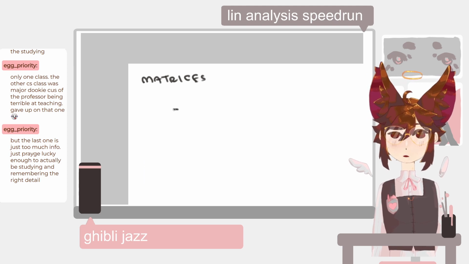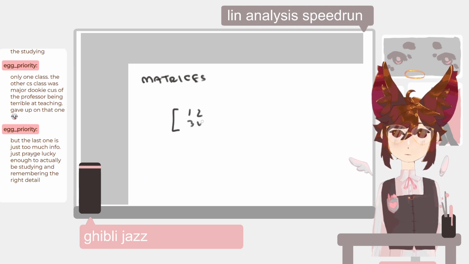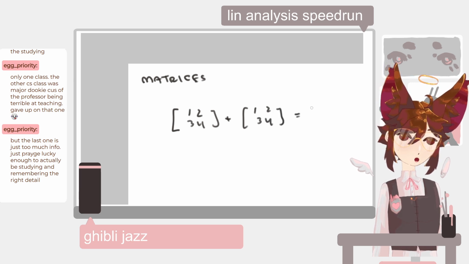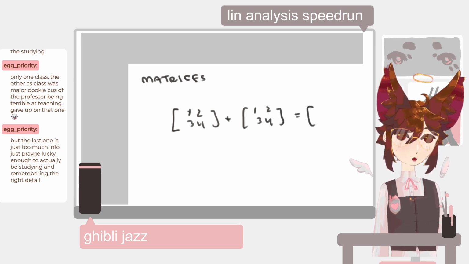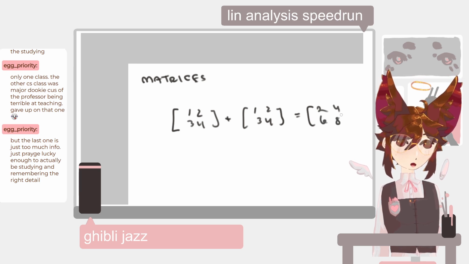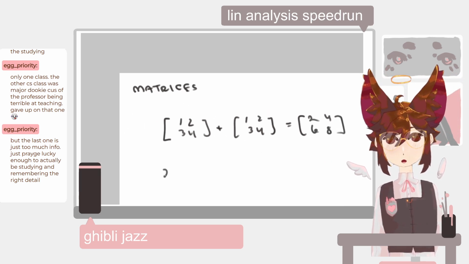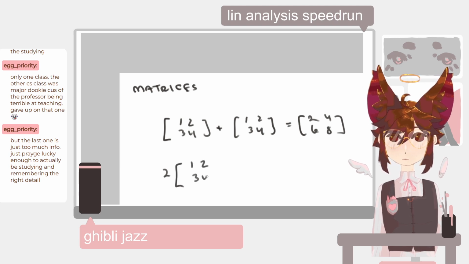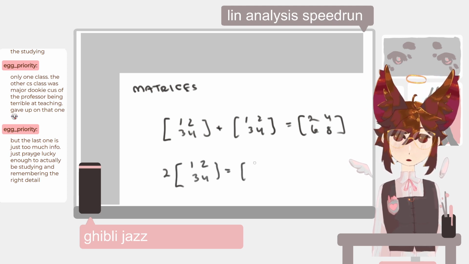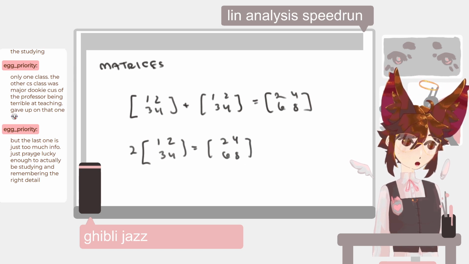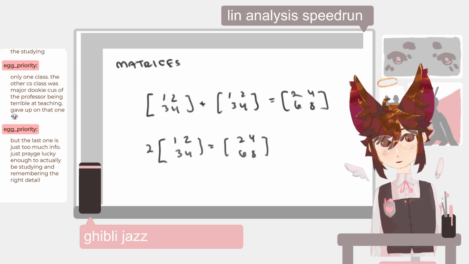You can add them together. You could say 1, 2, 3, 4 plus 1, 2, 3, 4. And the way they add is you just add each element, right? So that would be 2, 4, 6, 8. Who do we appreciate? Matrices. You can multiply them. 1, 2, 3, 4 times 2 equals 2, 4, 6, 8, right? Just want to flex a little bit.